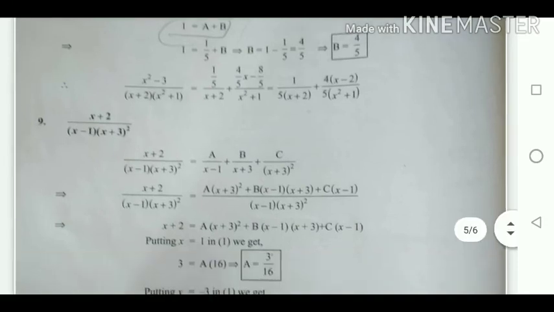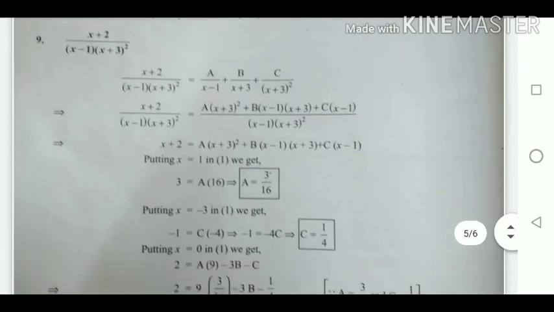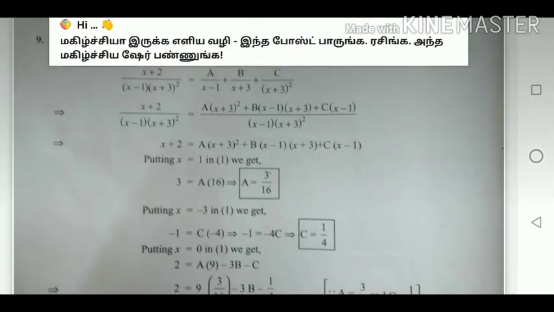Okay, then the 9th sum. Only 10 sums are there in this. We are finding the 9th sum now.